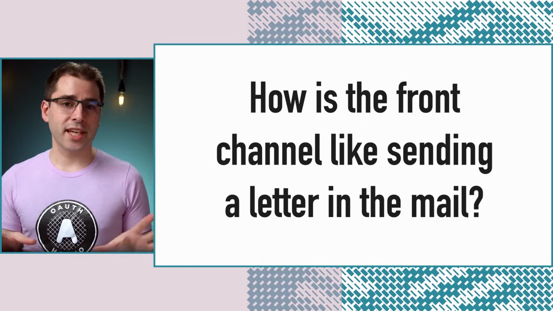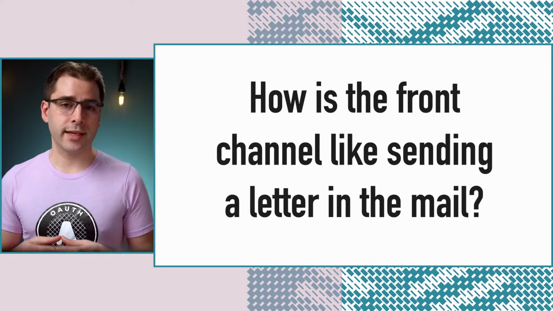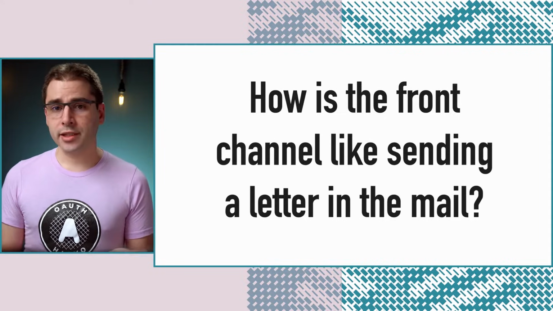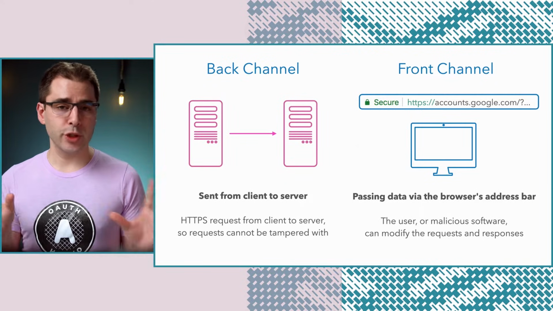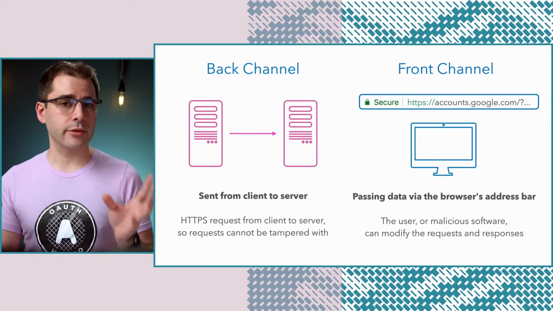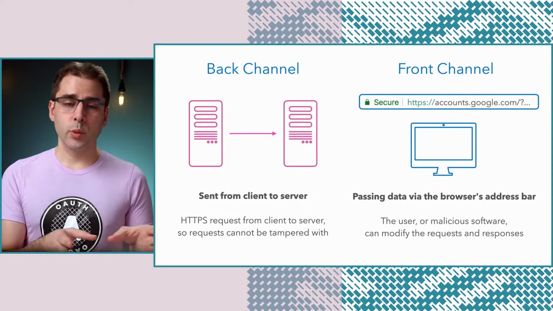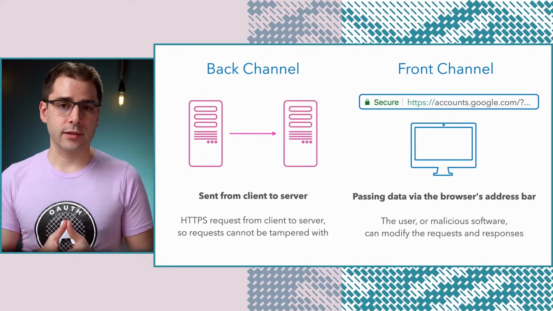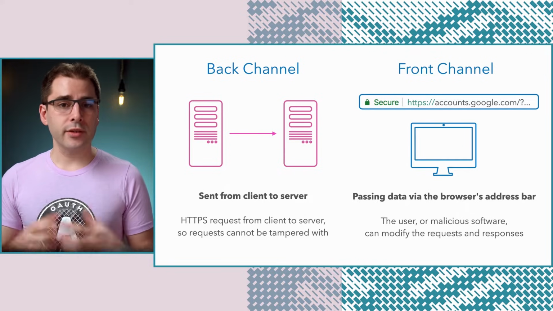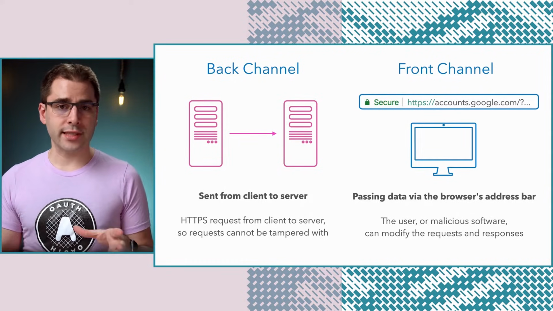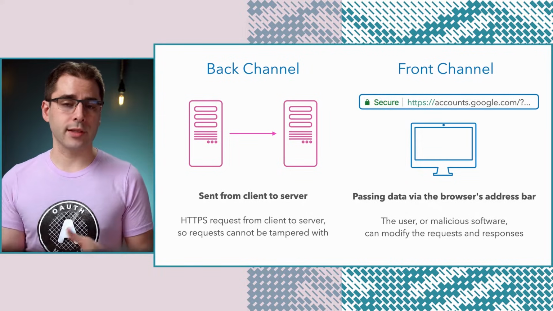So I want to start by talking about how the front channel is like sending a letter in the mail. Well, what exactly is the front channel? The front channel is the idea of moving data between two pieces of software by sending that data through the browser's address bar. That's in contrast to the back channel, which is making an HTTP request, of course over HTTPS. You can think of the back channel as a secure mechanism for communication, whereas the front channel is actually sort of handing it off to the browser to deliver.